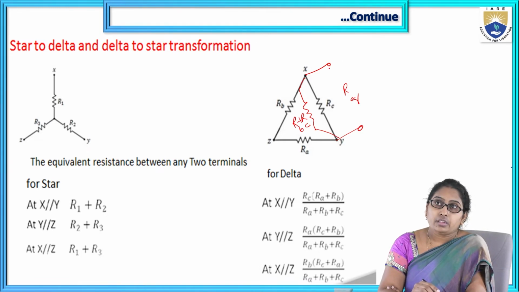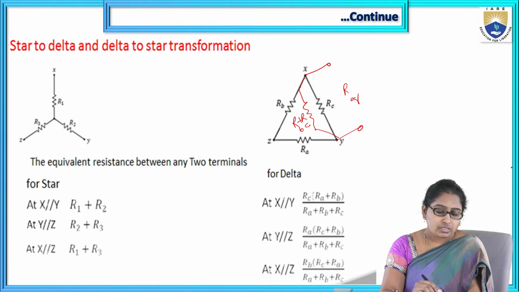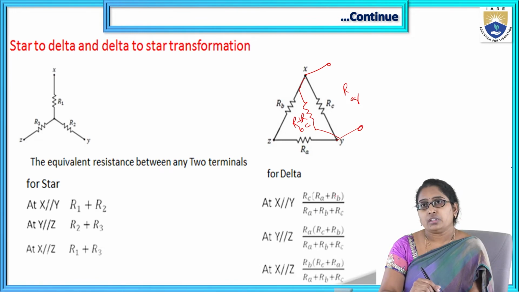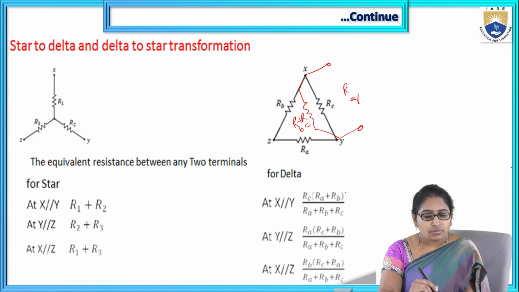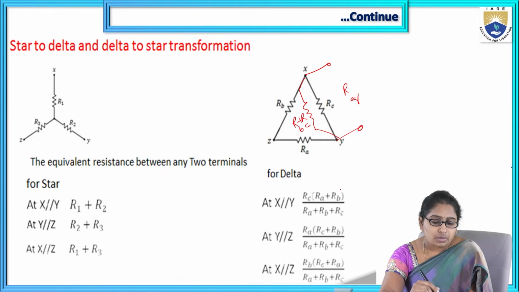between the X and Y terminals, the series combination of RA and RB is in parallel with the third element RC. That's why it is written as between X and Y, RC into RA plus RB. We know that any two resistors connected in parallel, the equivalent resistance is given by the product of the two elements divided by the sum of the two components. So that's why it is written as RC into RA plus RB over RA plus RB plus RC.